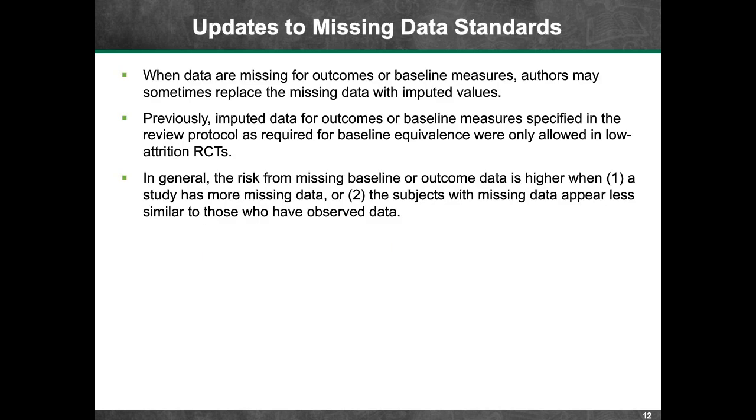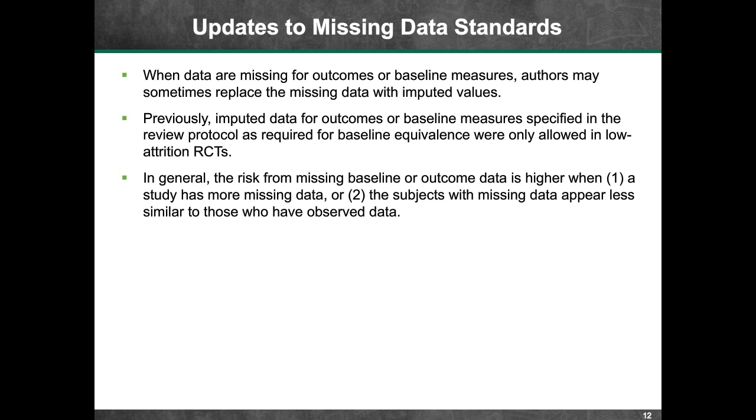When data are missing, study authors may exclude the subject from their analysis, or use approaches to keep the subject in the analysis, such as when an author replaces the missing data with imputed values. Under the version 3.0 standards, imputed data for outcomes or for key baseline measures were only allowed in low attrition randomized control trials. If the imputed data were analyzed in a quasi-experimental design or high attrition randomized control trial, the study would be rated does not meet WWC group design standards. This was because missing and imputed data pose a risk when measuring the effectiveness of an intervention.